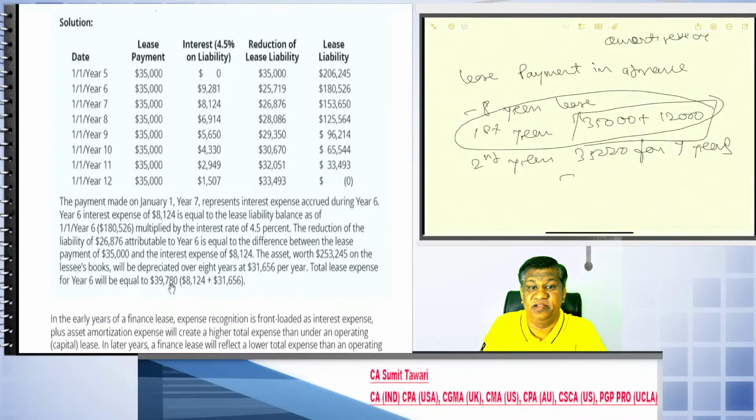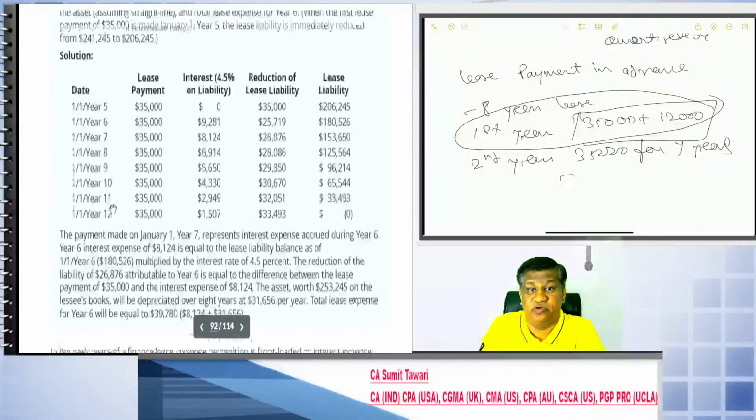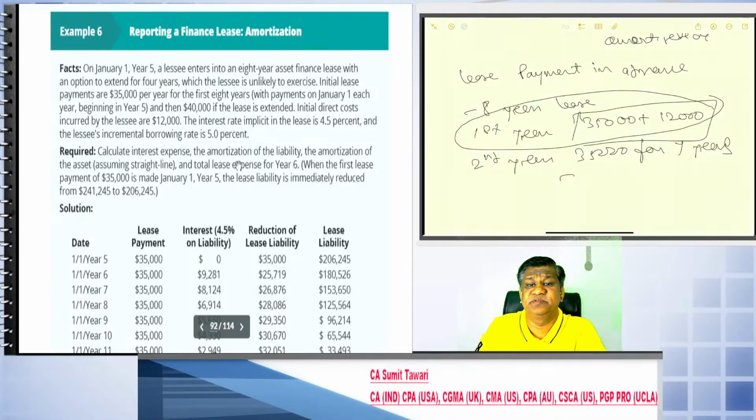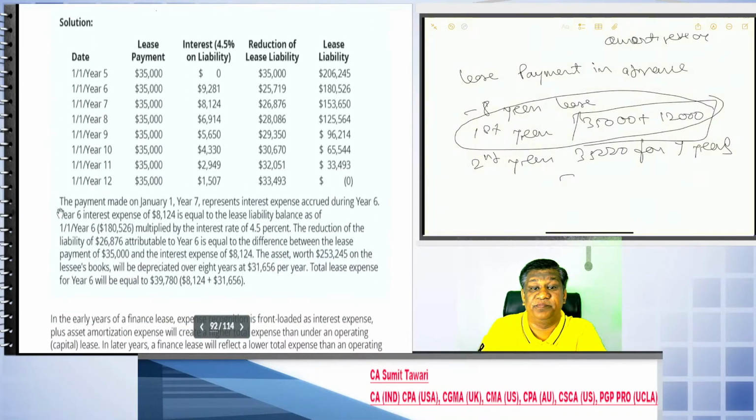If you see this example, here they ask for interest expenses, the amortization of the liability and the amortization of the asset, and the total for the year 6. Okay, when the first lease payment is made on January year 5, the lease liability is immediately reduced from 241,245 to 206,245. Okay, so they just ask this. The payment made on January 1 year 7 represents the interest expenses accrued during year 6. So the year 6 interest expenses is 8124, like this. So that we need to calculate.